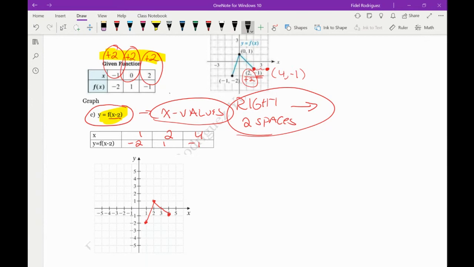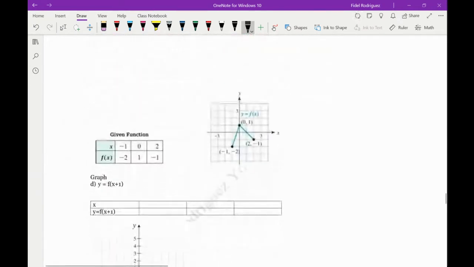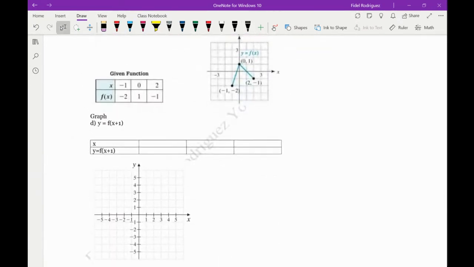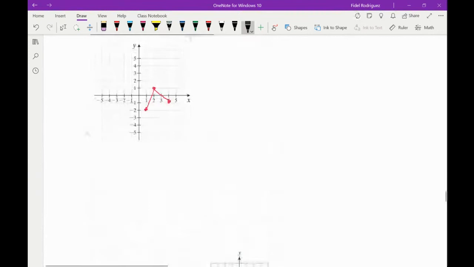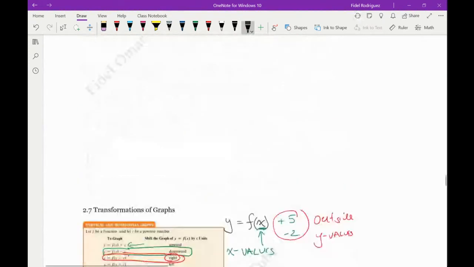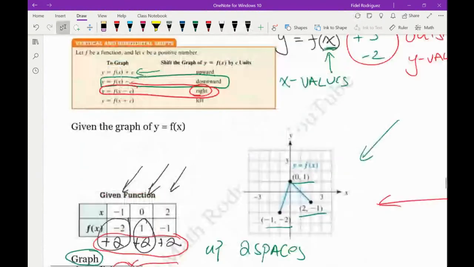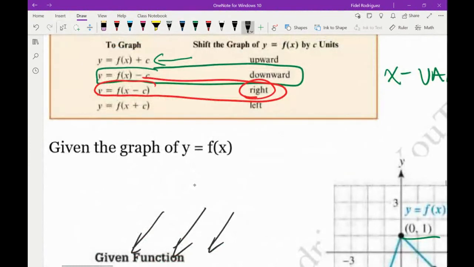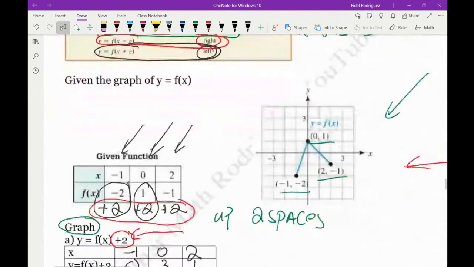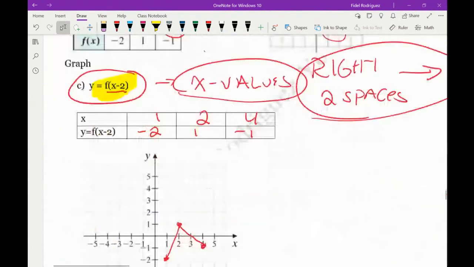So let's try one more. And same sort of problem here. I'm dealing with the same function. Look what we have. We have y equals f of x plus 1. So guys, I'm going to scroll one more time. And then in a little while, I'm going to pull up a little formula sheet so I don't have to keep scrolling. But if you look right here, if it's a plus, we're actually going to move to the left, okay? So I'm going to scroll back down one more time.